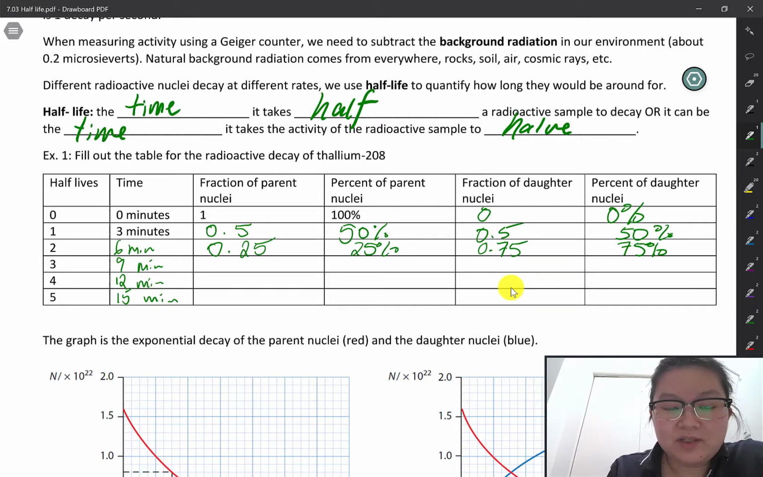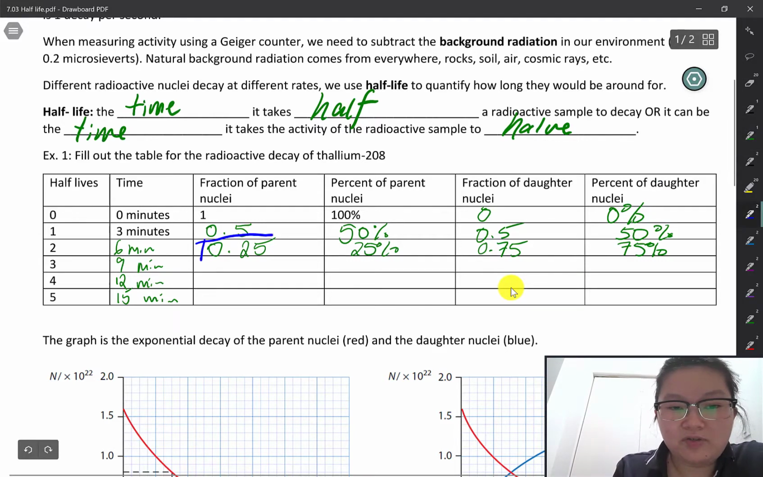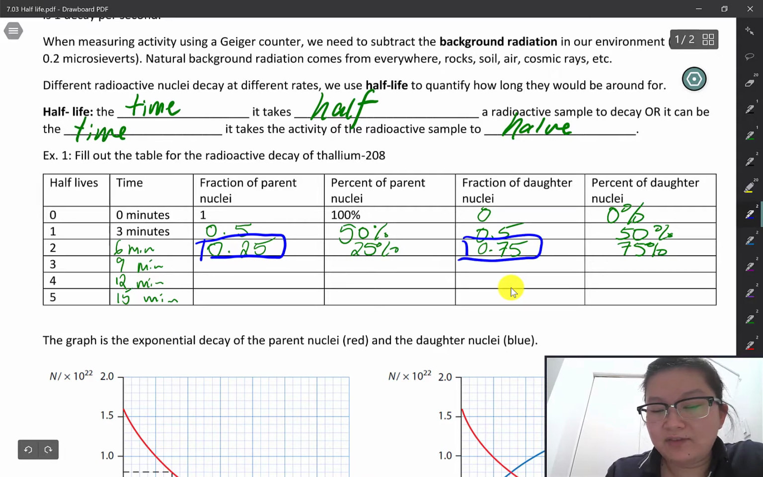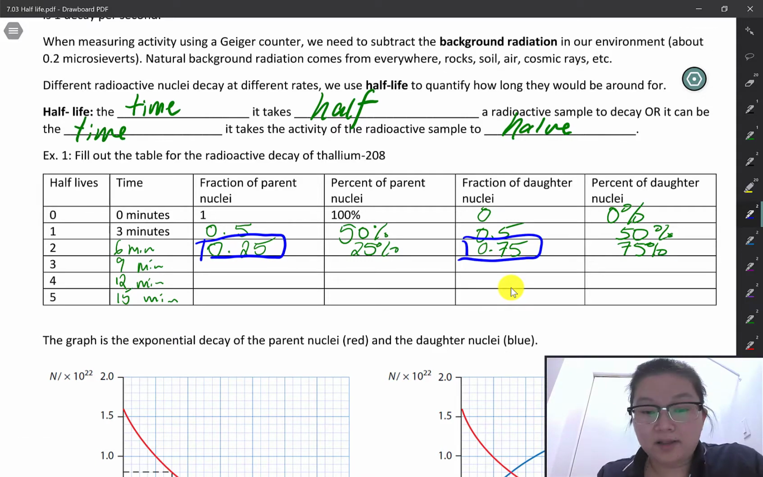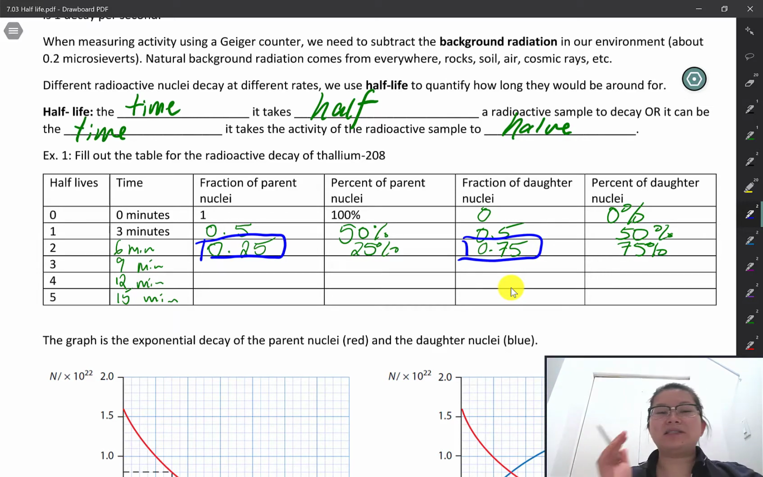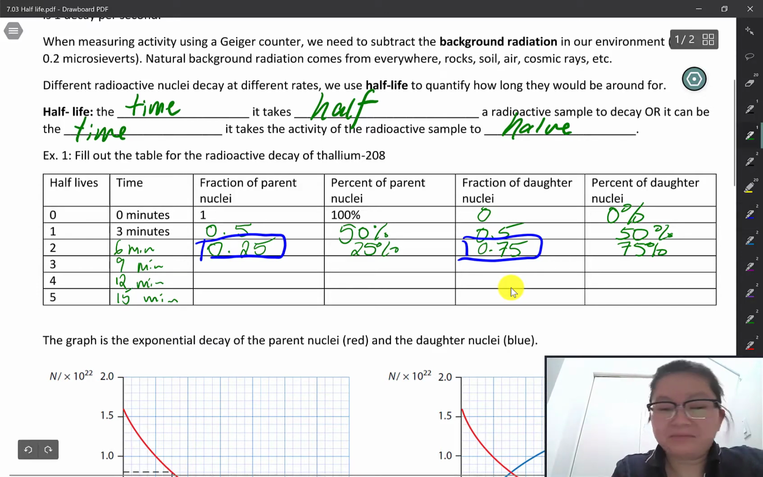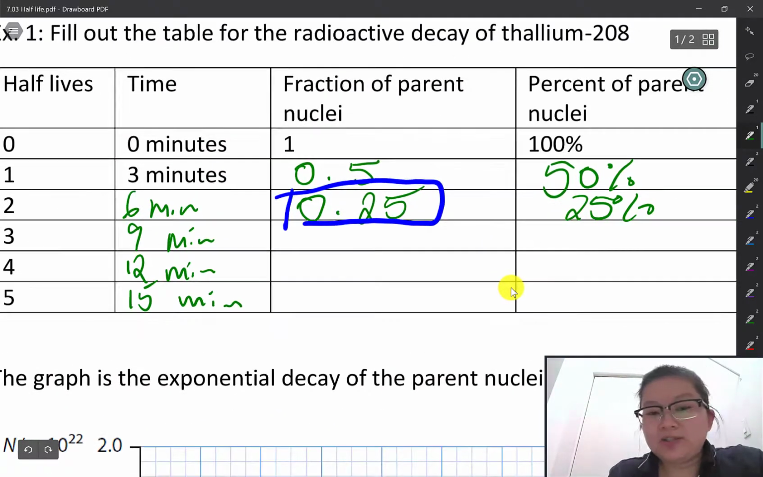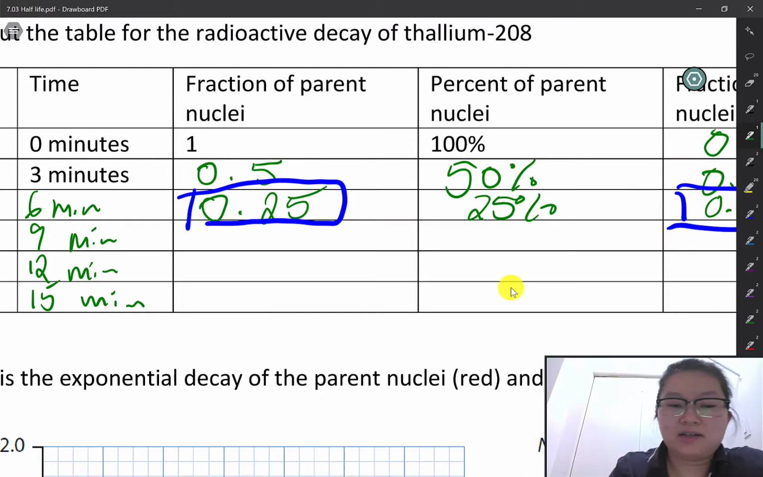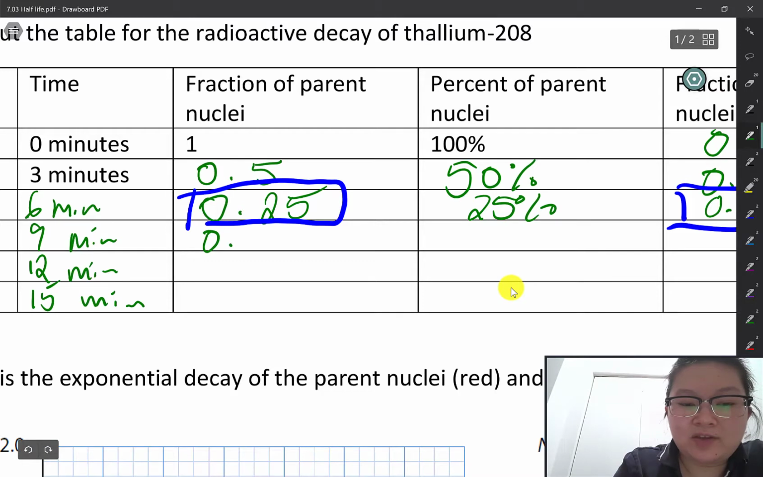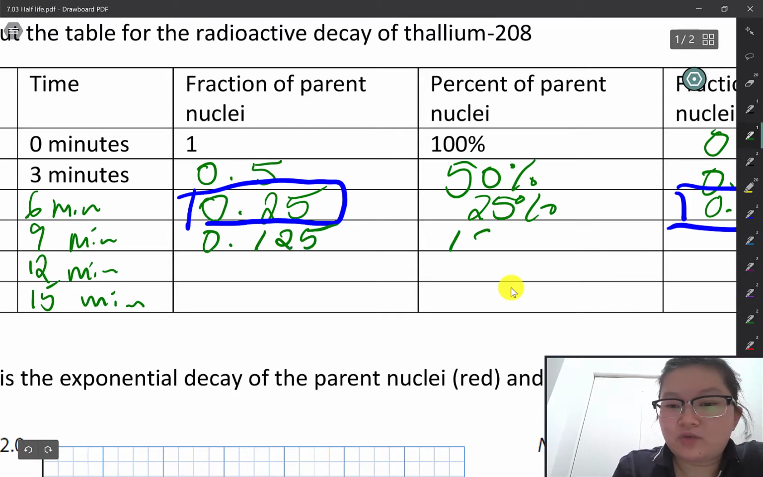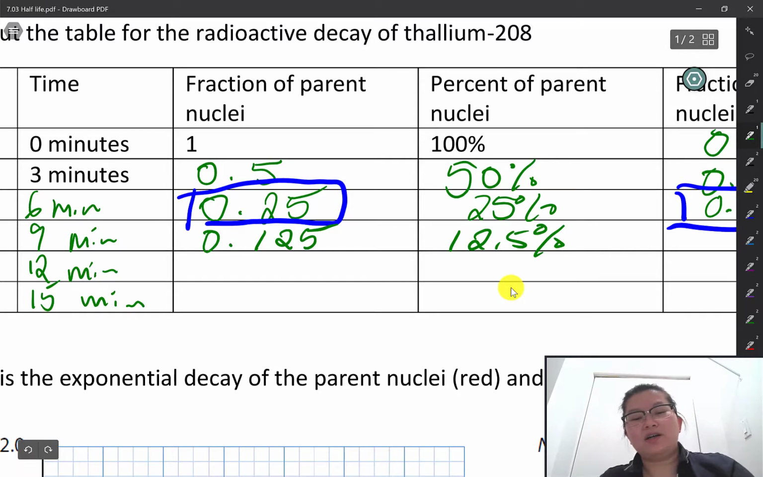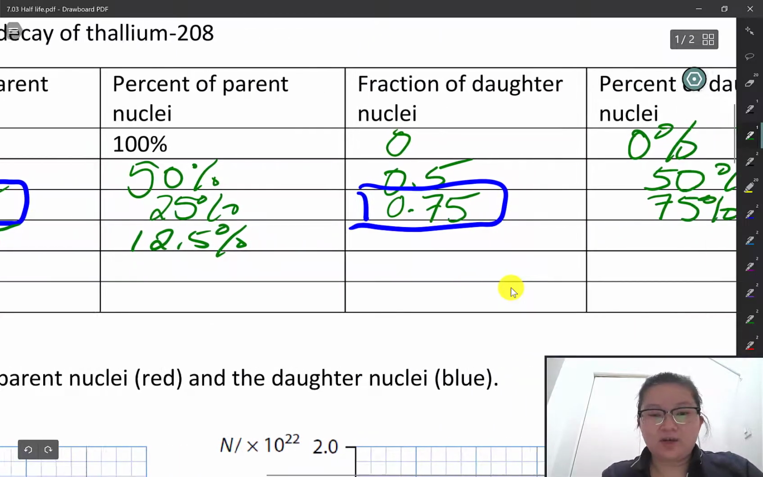Notice that 0.25 plus 0.75 gives us exactly 1 if you add the two together. That is correct. Every time you do your calculations, the amount of parent plus daughter added together should always give you 100%. After another 3 minutes, we lose another half of the 25% of the parent, so that's 0.125, which is 12.5%.